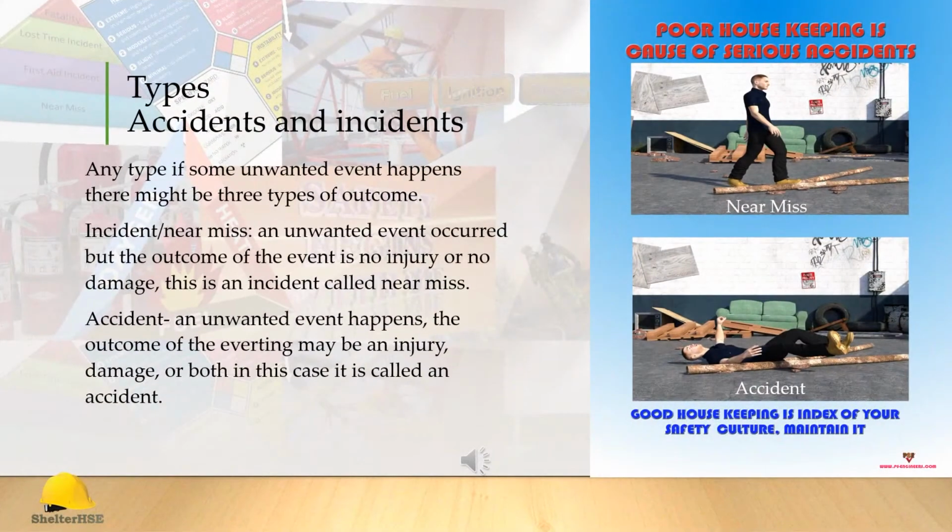If some unwanted event happens, there might be three types of outcome. Incident, near miss. An unwanted event occurred but the outcome of the event is no injury or no damage. This is an incident called a near miss. Accident. An unwanted event happens, the outcome of the event may be an injury, damage, or both. In this case it is called an accident.